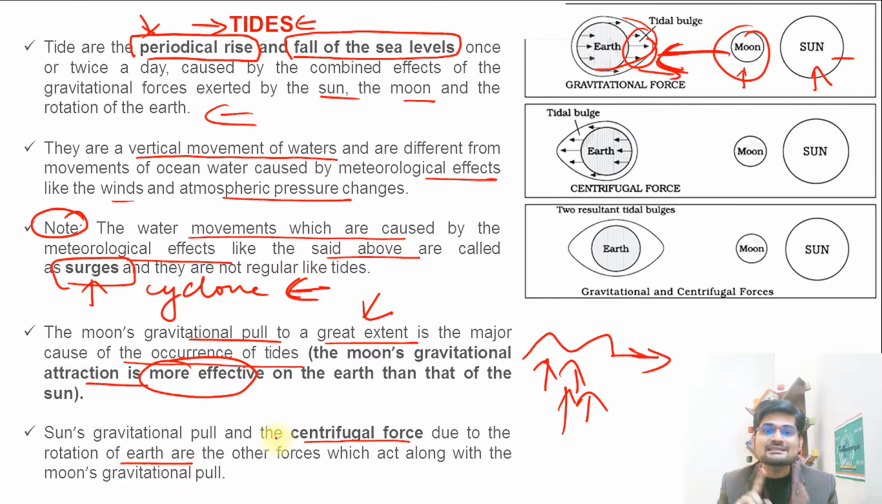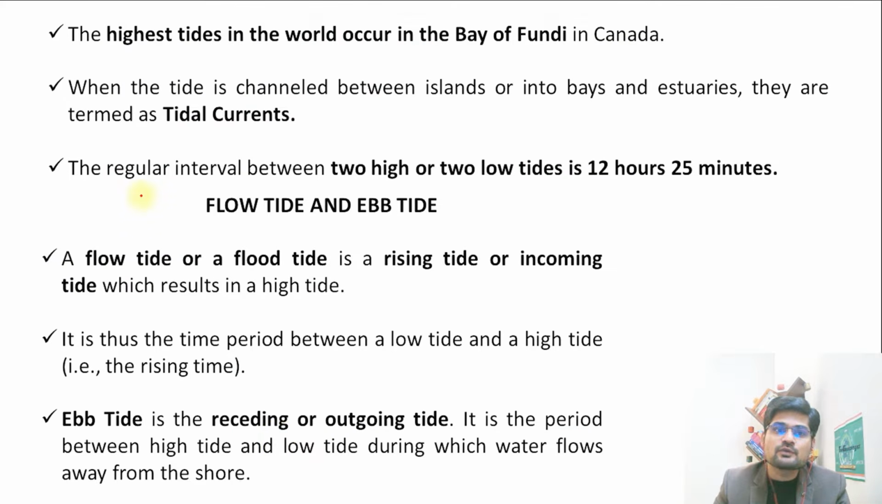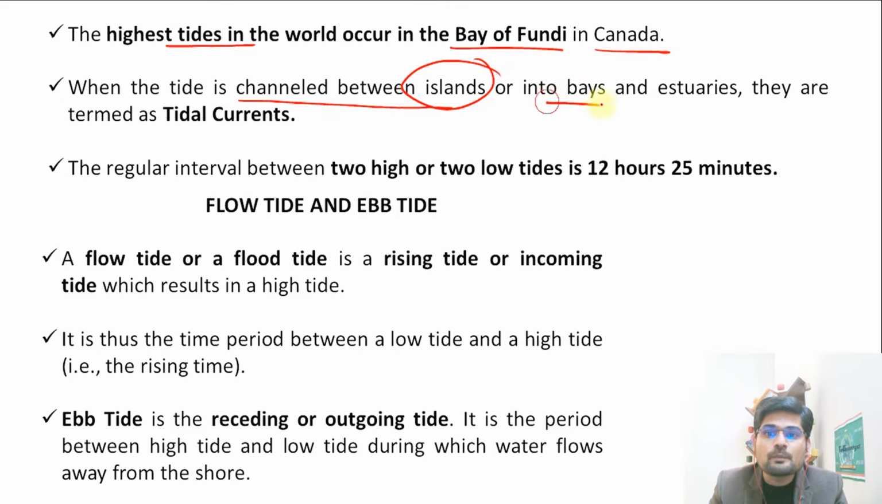But comparing the sun and moon pulls, the moon is the greater force. That is an important point to remember here. Now taking some examples from the world, the highest tides in the world occur in the Bay of Fundy, that is in Canada. That is an important point to remember as an example. And remember, when the tide is channeled between islands or into bays or estuaries, they are termed tidal currents.